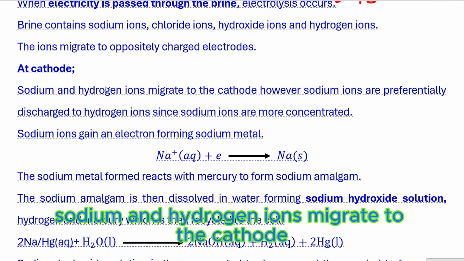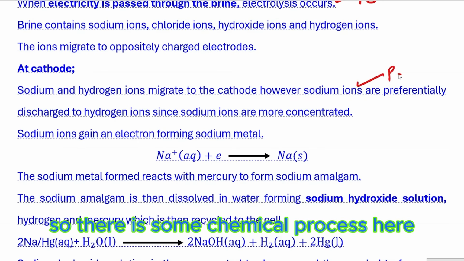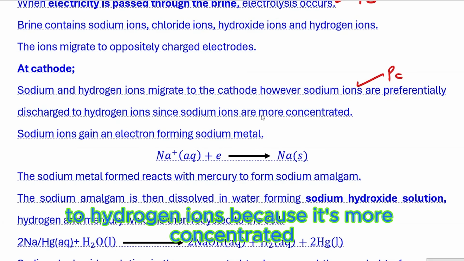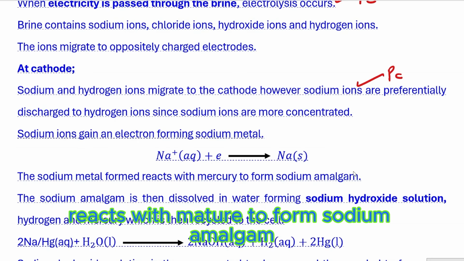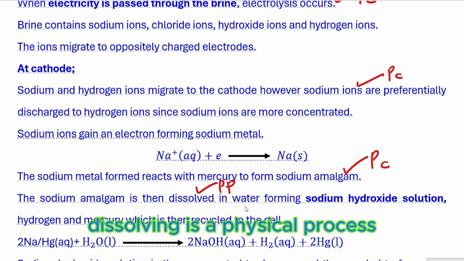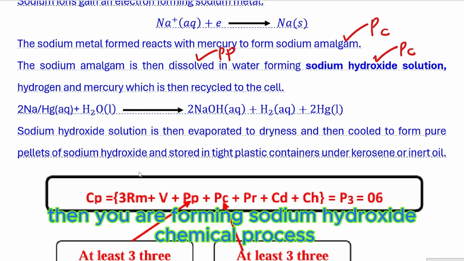Sodium and hydrogen ions migrate to the cathode. However, sodium is preferentially discharged. So there is some chemical process here, to hydrogen ions, because it's more concentrated. So sodium metal formed reacts with mercury to form sodium amalgam, a chemical process. Sodium amalgam is dissolved in water. Dissolving is a physical process. Then you are forming sodium hydroxide, a chemical process.